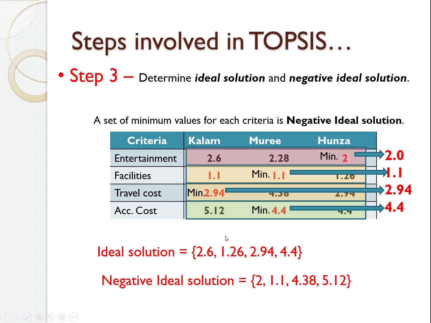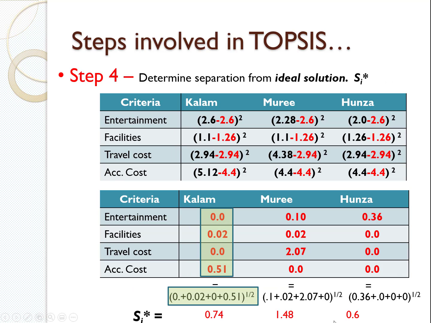So you can see this is the 5.12, which is maximum, and from travel cost 2.94. So which one is the maximum one? 4.38. So when you calculate this, now we will calculate the ideal solution, and the formula of this I will show you because, as I already told you, we will discuss the mathematical formulation at the end of this example. So basically this is the weighted decision matrix, weighted standardized decision matrix.